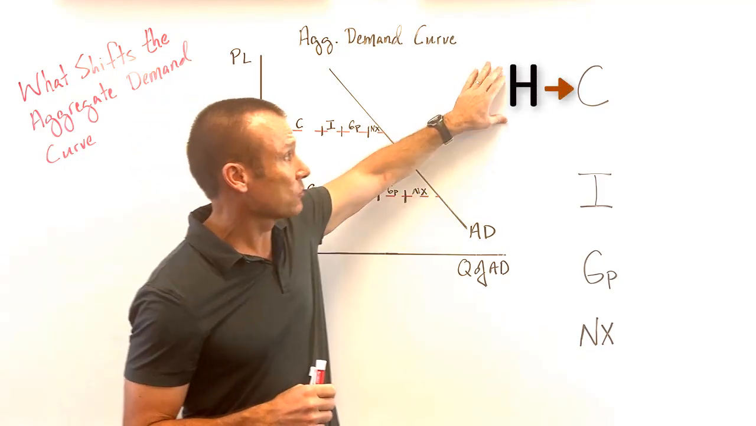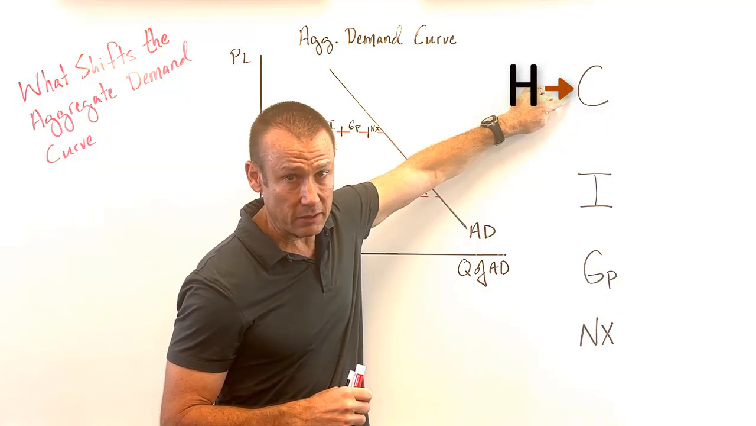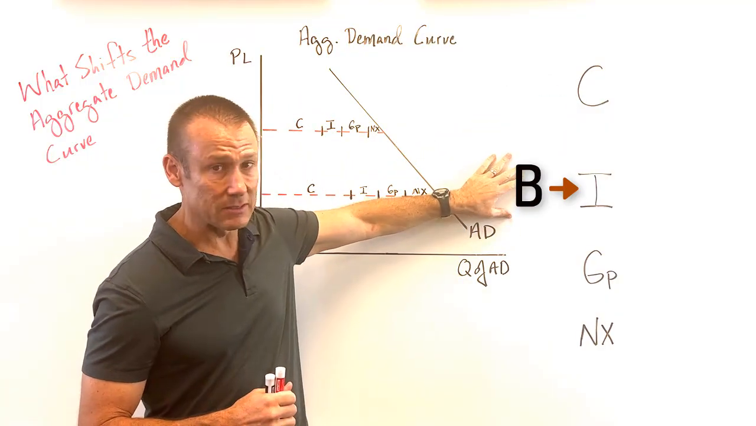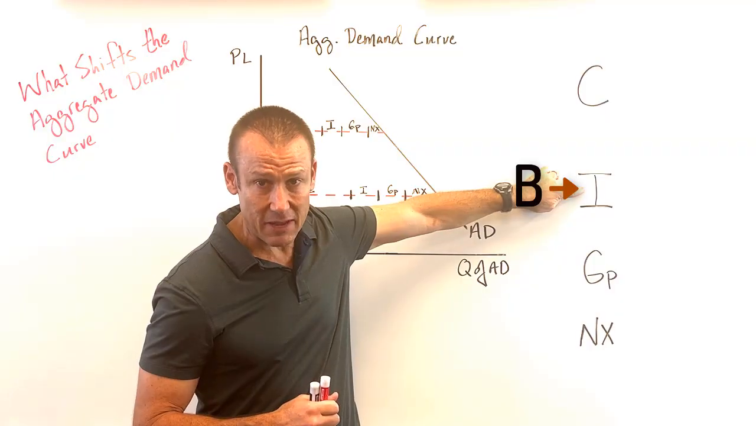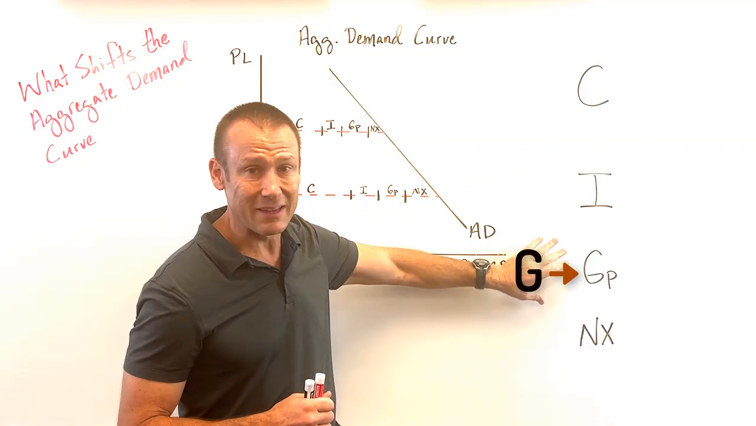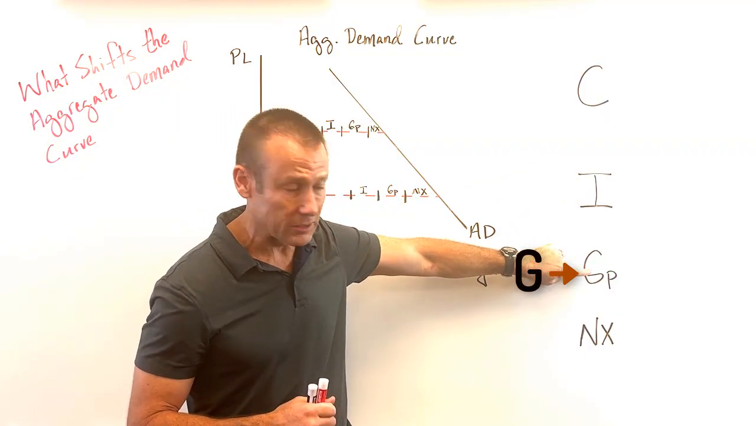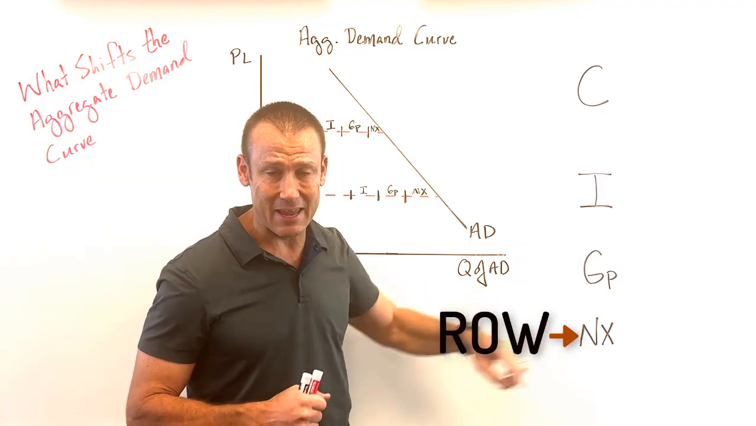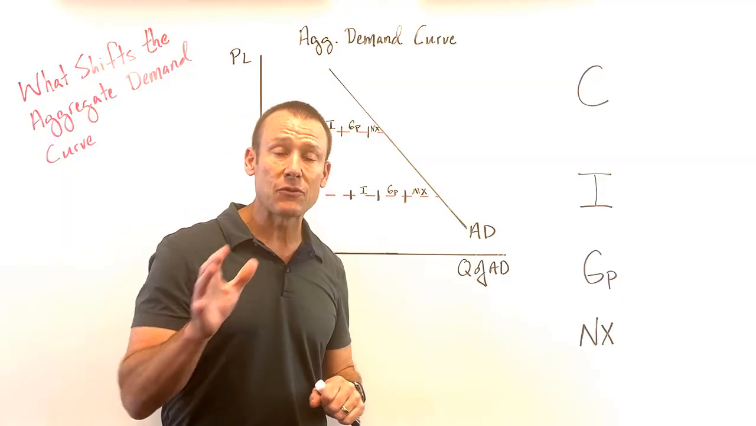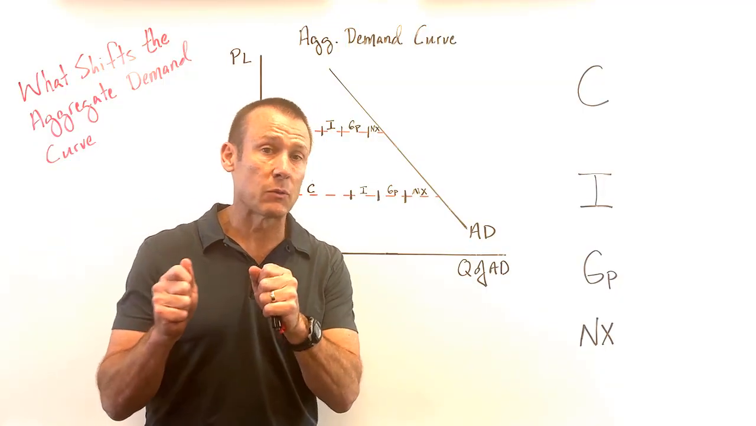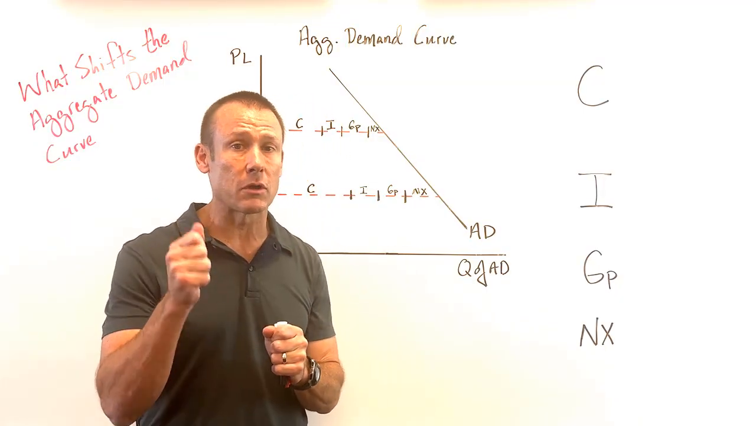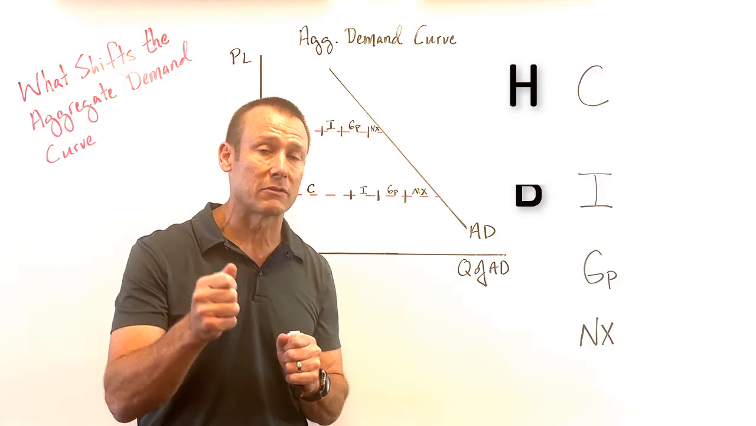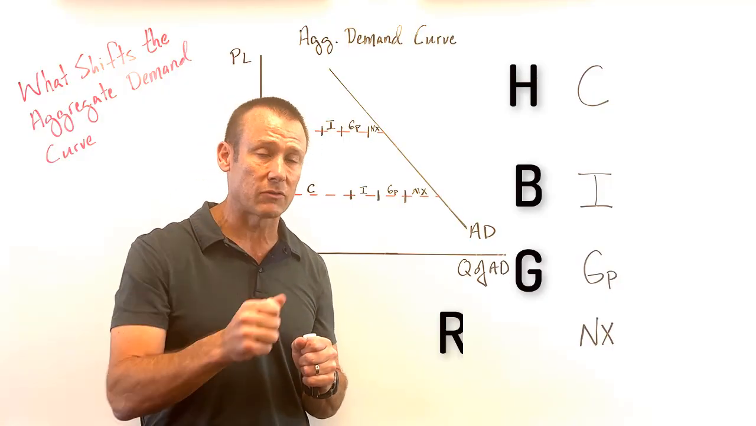Households. And households give us consumption spending, okay? Businesses give us investment spending. Governments give us government purchases, and the rest of the world gives us net exports. That's right. Our different demanders, the demanders that we are aggregating together when we talk about aggregate demand, are households, businesses, government, and the rest of the world.